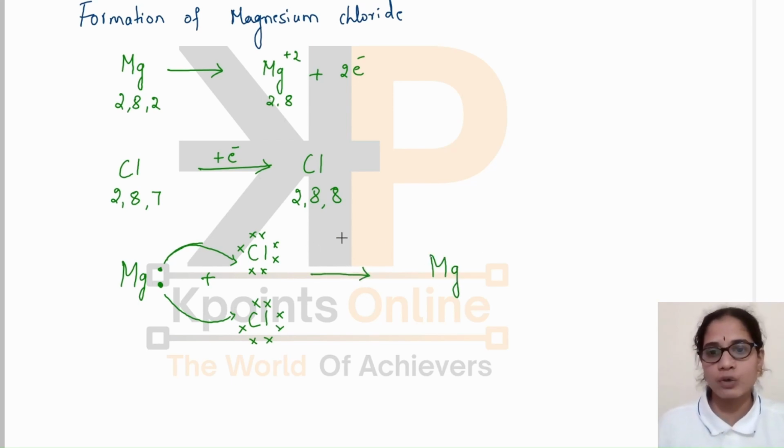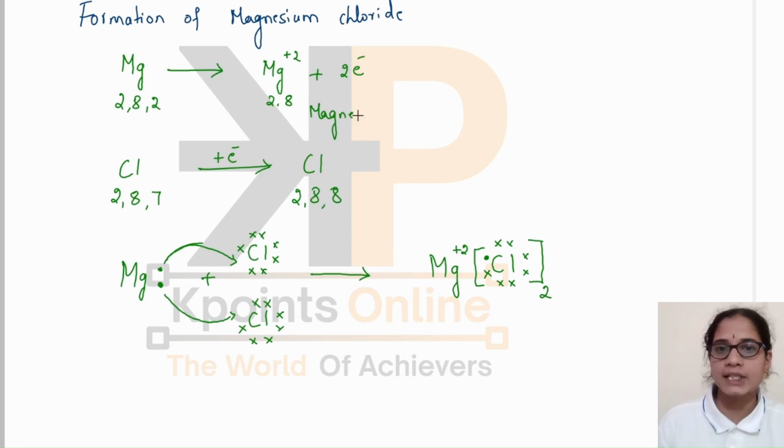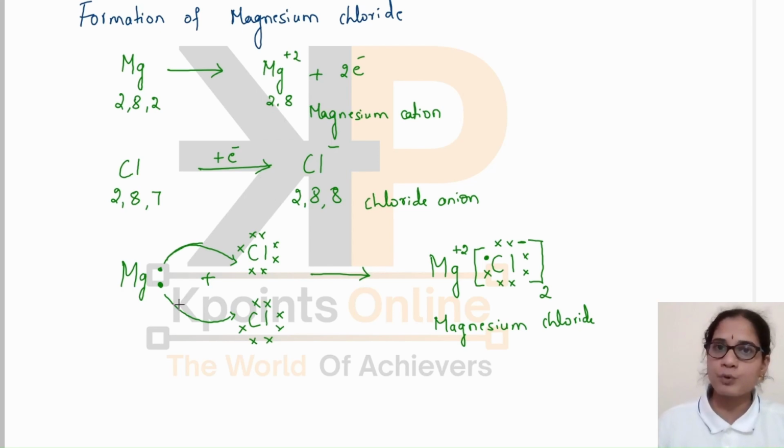Now after losing electrons, it will become magnesium cation. Each chlorine will have one electron from magnesium, so that the formula will be MgCl2, as the magnesium atom has donated one electron to each of two different chlorine atoms. So there is a force of attraction between these cation and anion. This is magnesium cation and this is chloride anion. There is a force of attraction between this magnesium cation and chloride anion to form the ionic bond between them, resulting in the formation of magnesium chloride. Yes, this is how the ionic compounds are formed.